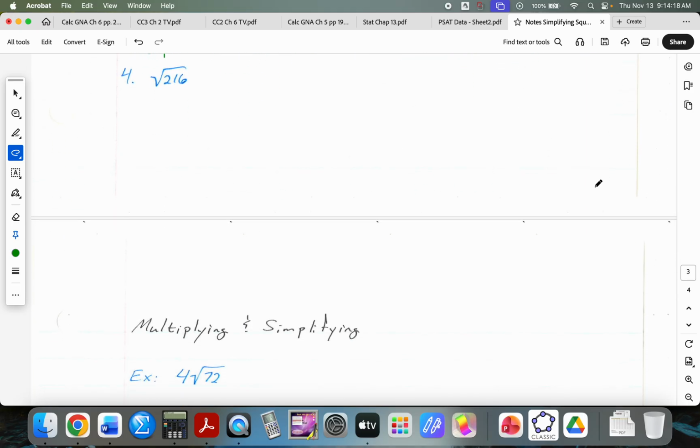All right, let's take a look at this last one in this section, the square root of 216. Is it 36 again? It is 36 again. How many times does 36 go into 216? 6 times. And that's 6 squared. If you can see that, again, that's the fastest way to do that.